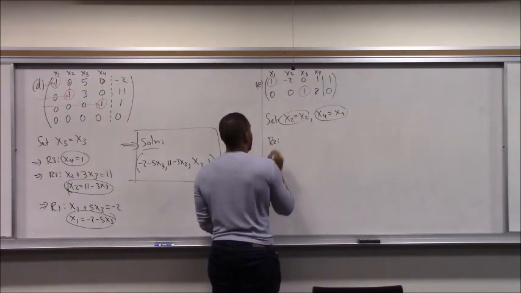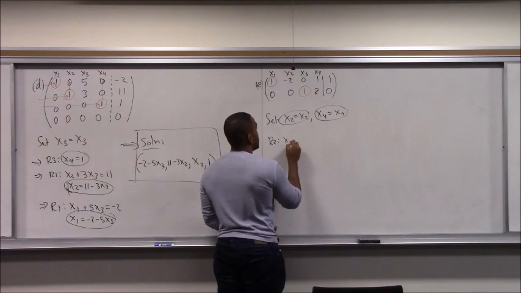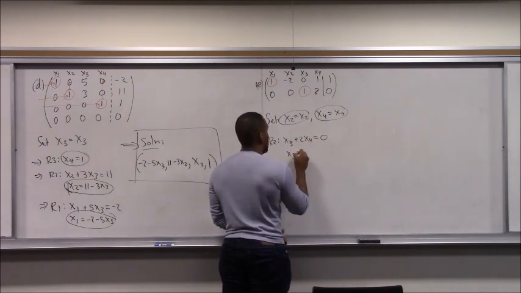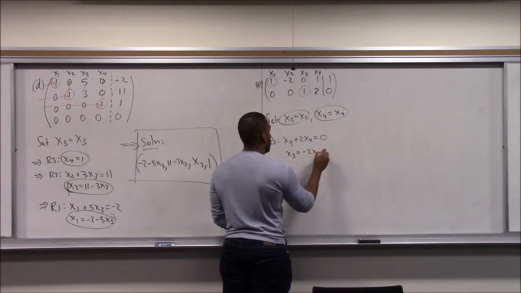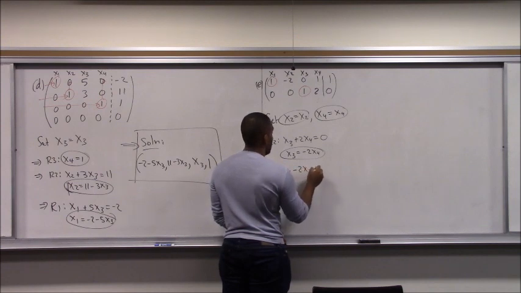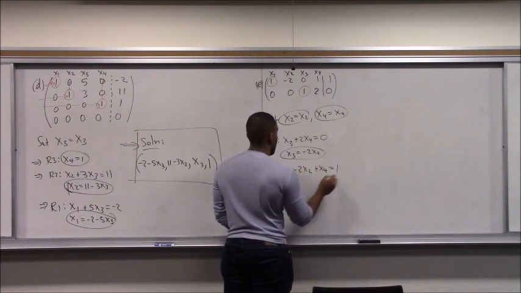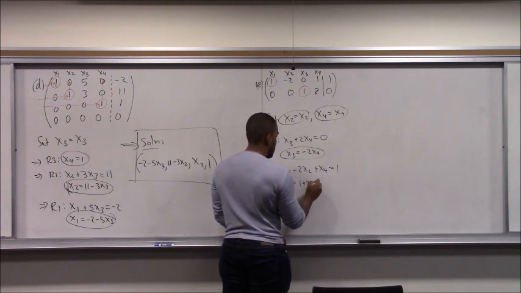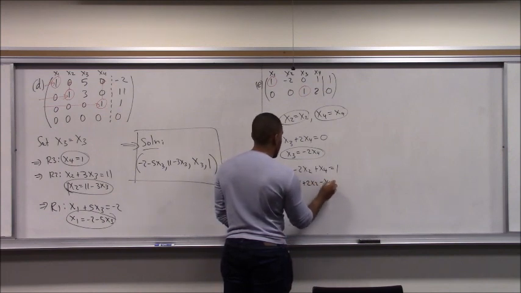Start from the bottom row moving up. Row 2 tells me that x3 plus 2x4 equals 0. This means that my x3 is minus 2x4. Move up to row 1. This tells me that x1 minus 2x2 plus x4 equals 1. This means that my x1 is equal to 1 plus 2x2 minus x4.